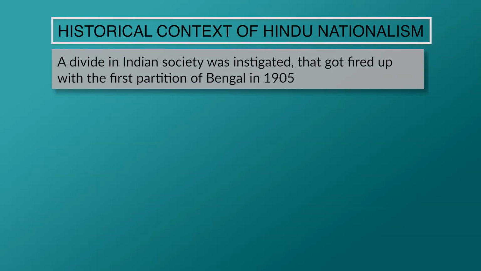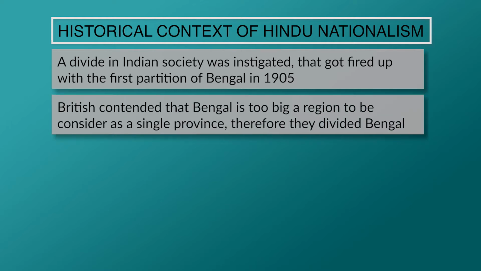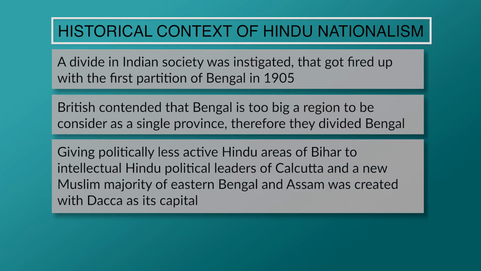Now we come to the historical context of Hindu nationalism. A divide in Indian society was instigated that got flared up with the partition of Bengal in 1905. The British contended that Bengal was too big a province to be considered as a single unit, and therefore they divided Bengal, giving politically less active areas of Bihar to intellectual Hindus, political leaders of Calcutta, and the new Muslim majority of Eastern Bengal and Assam were created with Dhaka as its capital.